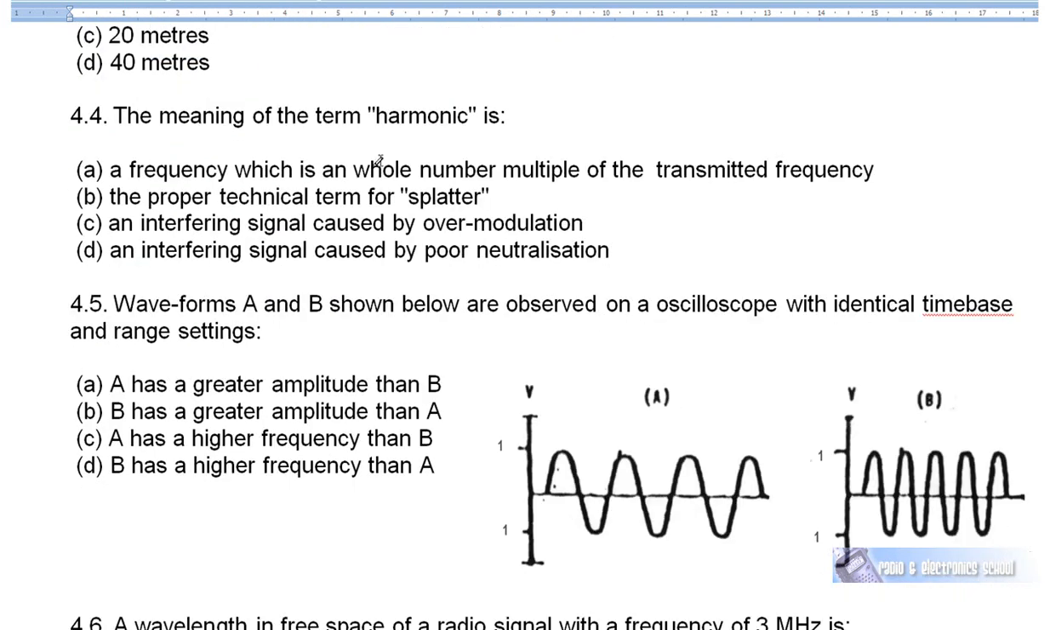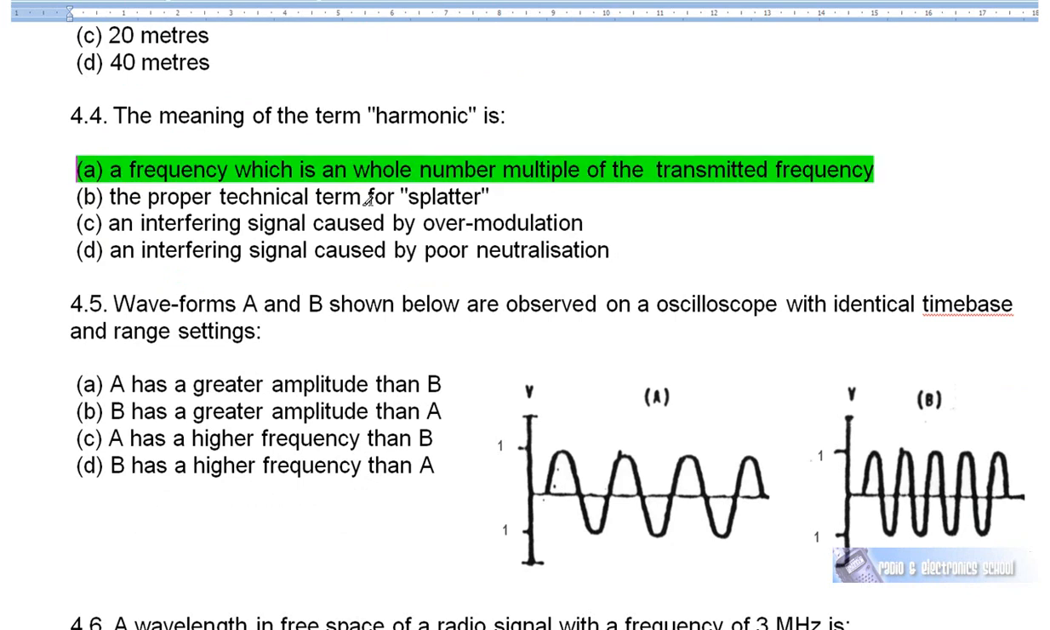Question 4.4. The meaning of the term harmonic is a frequency which is a whole number multiple of the transmitted frequency. Yep, that's it. So if the fundamental is 15 megahertz, then the second harmonic, there's no first harmonic, is 30 megahertz. Fundamental 15 megahertz, second harmonic 30 megahertz, third harmonic 45 megahertz.